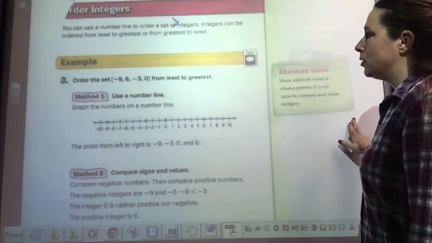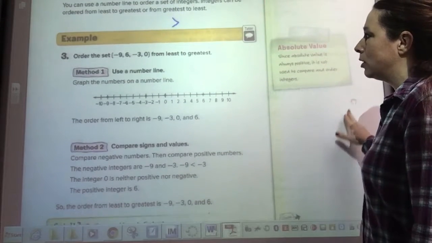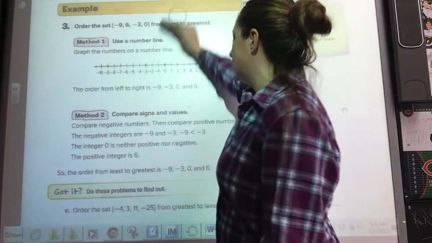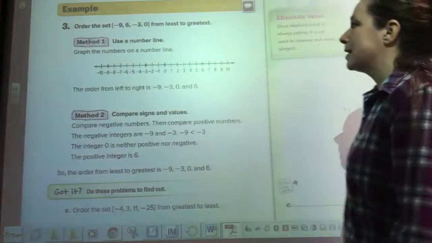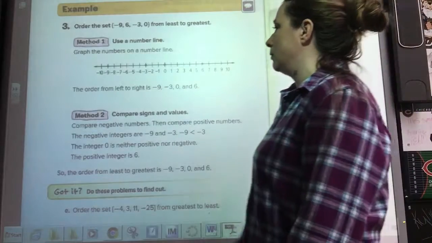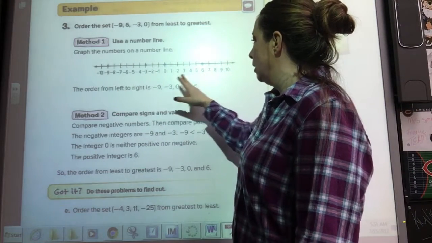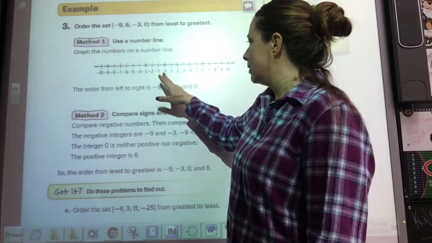You can use a number line to order a set of integers, and they can be ordered from least to greatest or greatest to least. And they gave us this beautiful example. -9, 6, -3, and 0. And they were even nice enough to label it for us. So -9 is way down here, 6 is up on the positive, -3 is down here, and 0.